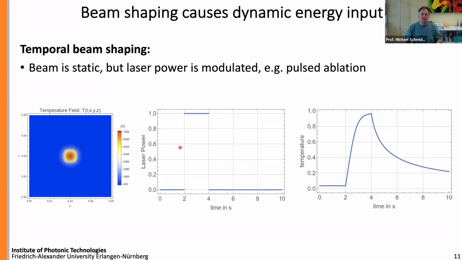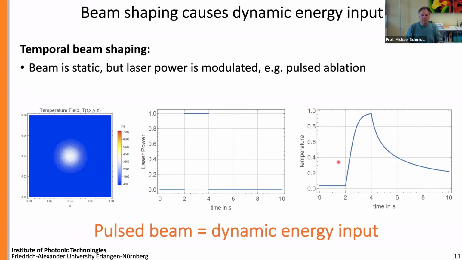To say it a bit more direct, we have the same here. And if we now, let's say we are a point on the surface of our workpiece in the middle of the spot, then we see a rise in temperature, and then the laser switched off, so then the temperature falls down again. So this means that even switching on and off a laser is already some kind of dynamic energy input for a volume element on our workpiece. And this is some kind of, let's say, temporal beam shaping.